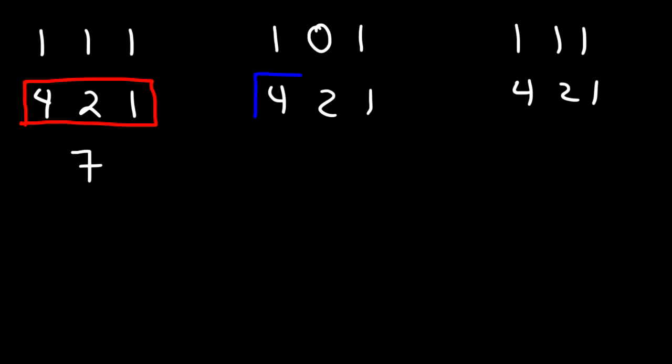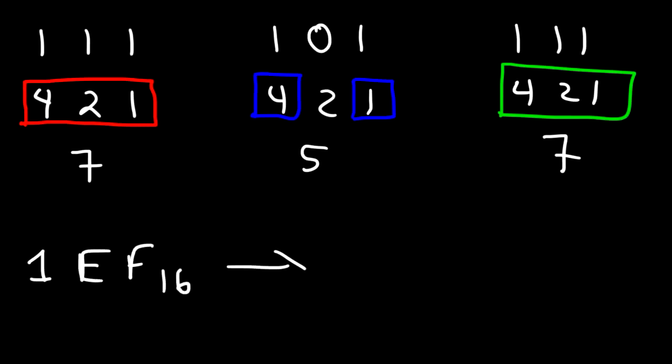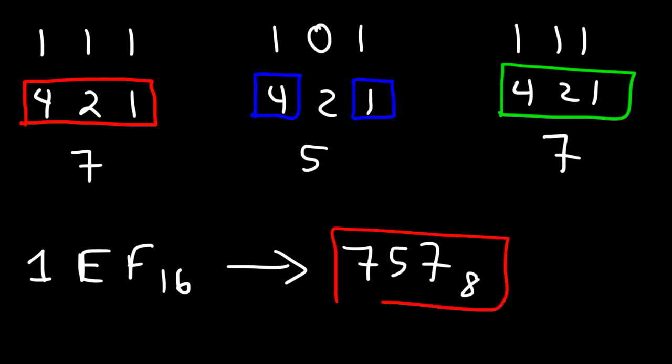For the next one, we have a 1 next to the 4 and the 1. So it's just going to be 4 plus 1, which is 5. And for the last one, it's the same as the first. 4 plus 2 plus 1 is 7. So thus we could say that 1EF in the hexadecimal system corresponds to 757 in the octal system. And so that's it for that example. Now let's try another one.